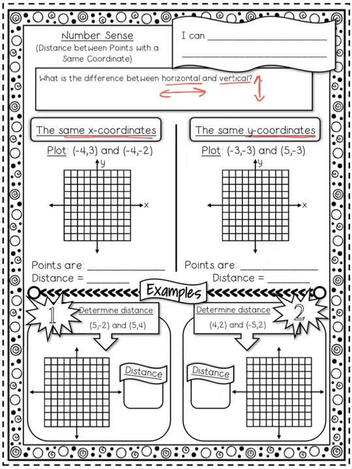So let's try this first example. I'm going to plot -4, 3: left 4, and up 3. Now I'm going to plot -4, -2. You can see that these line up perfectly, and I want to find the distance between these 2 points. Obviously you could just count. There's 1, 2, 3, 4, 5. Therefore I can say that the distance is 5. These points are vertical of each other.